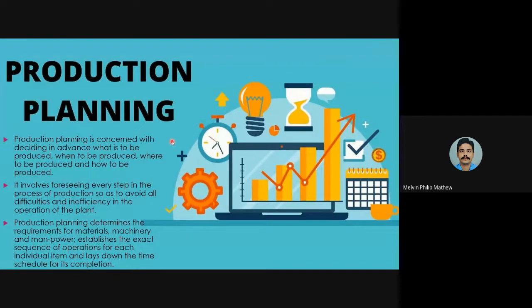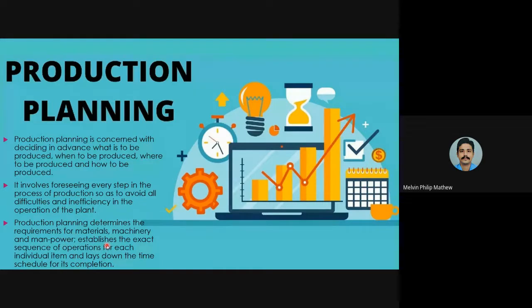So a product may have one item or it will be a combination of many items. So each and every item has to be produced and then assembled at a certain point. And for that, there will be a sequence of operations. So first, which operation should be carried out.